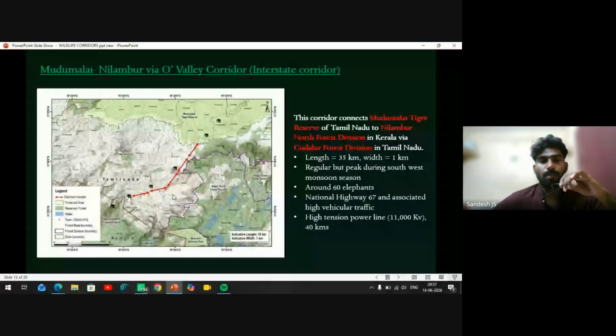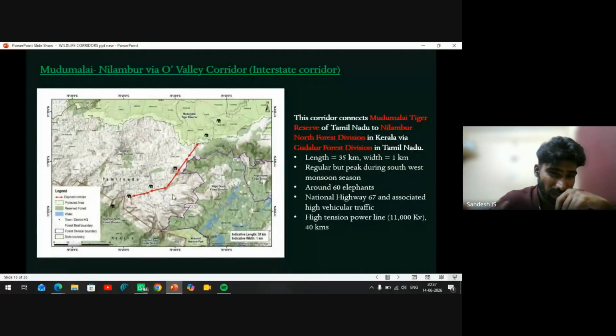The main problem with this corridor is that National Highway 67 passes close to it, which is associated with heavy vehicular traffic, so some conflict may arise because of that. And a high tension power line of 40 kilometers also passes near the corridor. These two are concerns for the wildlife corridor. Many elephants are electrocuted because of this high tension power line.